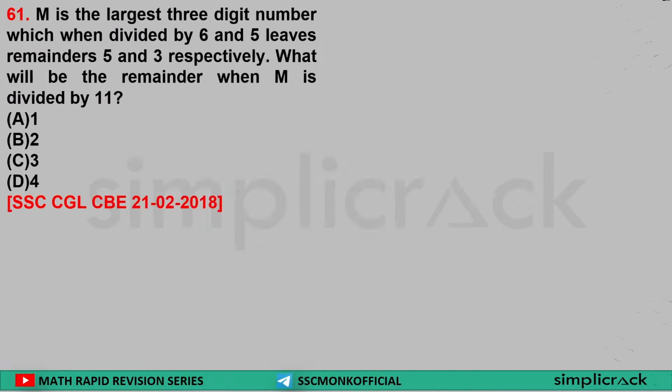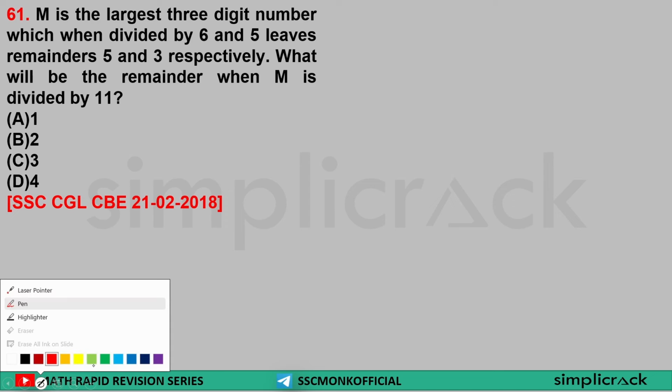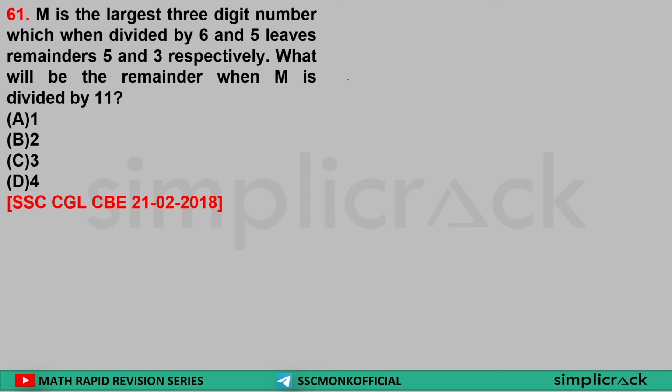Next. Now see, this is an interesting question. It is saying m is the largest 3-digit number which, when divided by 6 and 5, leaves remainders 5 and 3 respectively. That means we have to find a number which is divided by 6 and 5. That means this number should be divisible by 6 and 5 both first, and there should be the remainder thing over here. So the LCM of 6 and 5 is what? 30. So the number should be 30k plus something, because that's how we'll get the remainder, the basic thing.